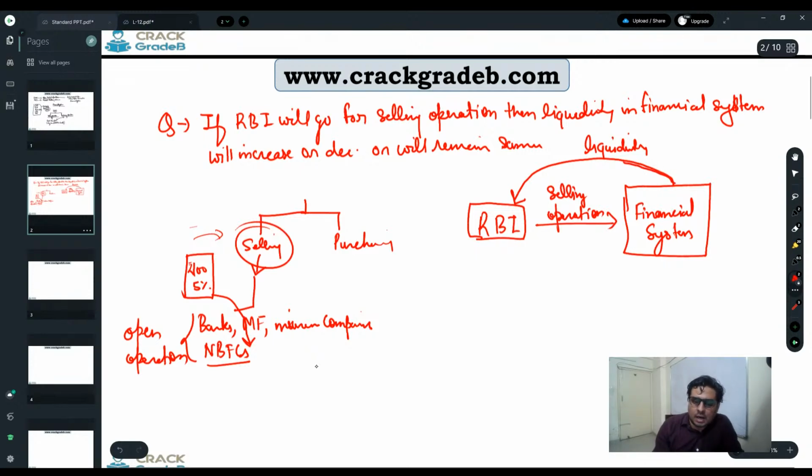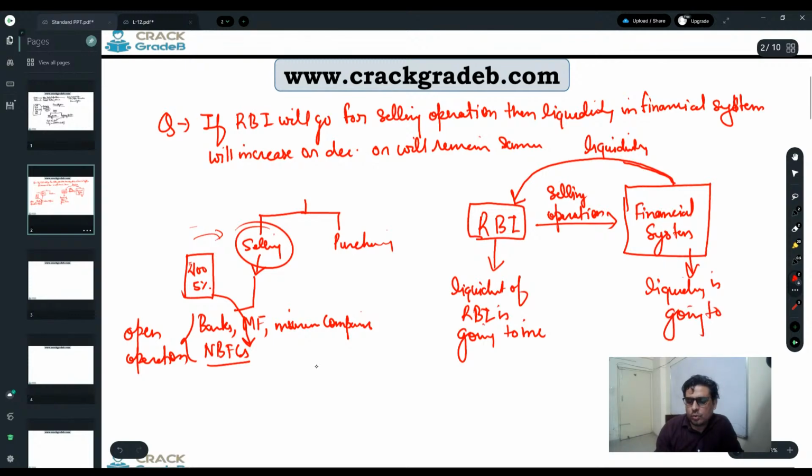So the liquidity of RBI is going to increase, and under the selling operation, liquidity of the financial system is going to decrease. Clear? Because money is going to be diverted from the financial system to RBI, right?